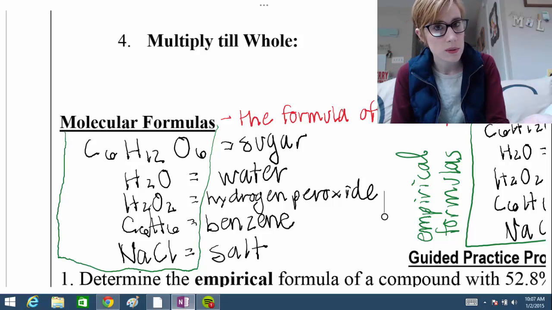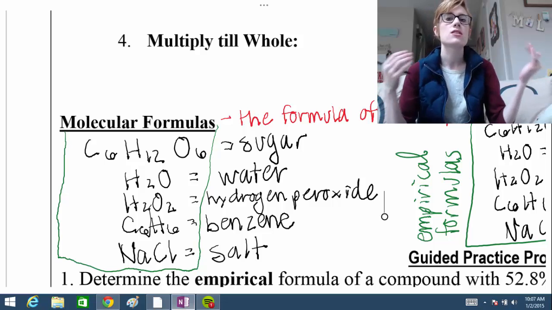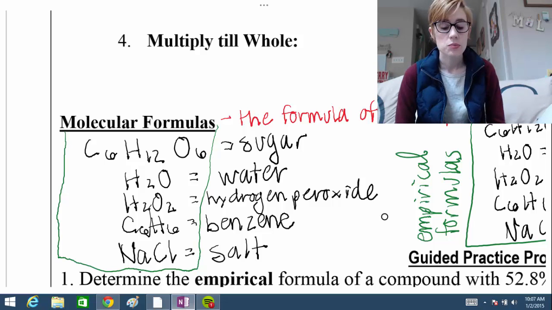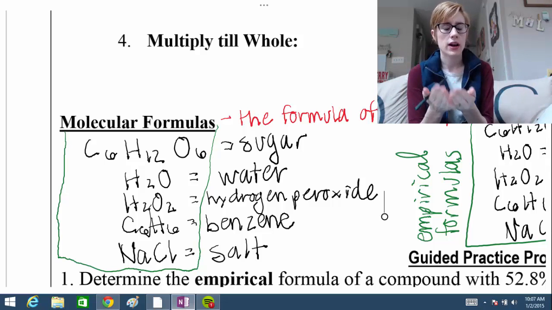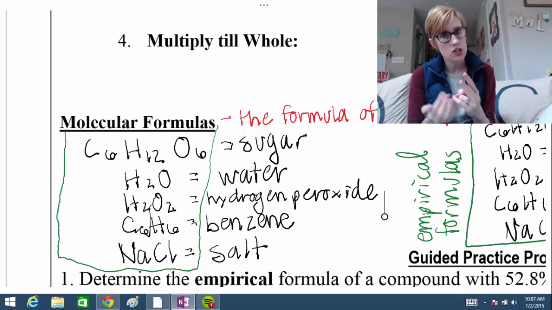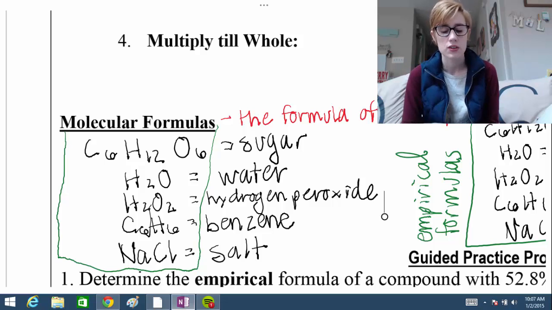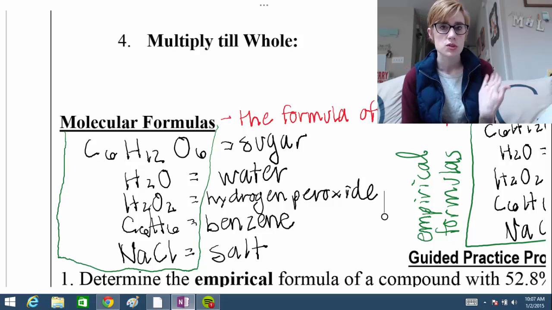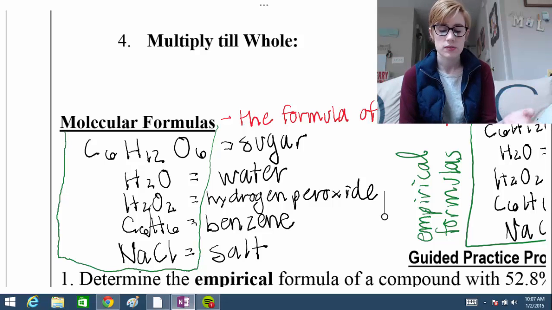Water's molecular formula is H2O, meaning that it always exists in nature as two H's and one O bound together. Hydrogen peroxide's molecular formula is H2O2, which just means that the natural compound of hydrogen peroxide is made of two H's and two O's put together. And then I have a couple other examples: benzene, which is C6H6, and salt, which is NaCl. Those are all natural formulas, how they exist in nature.